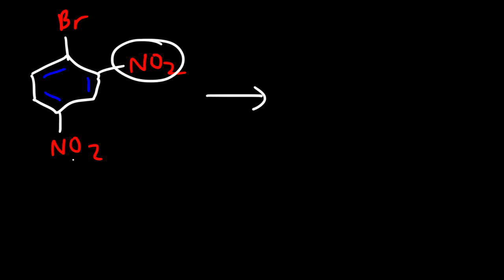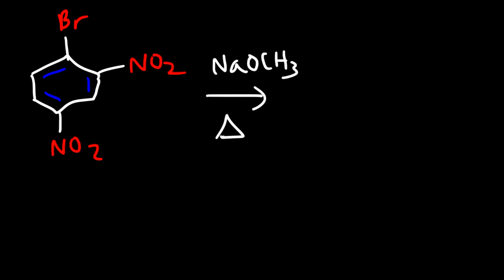Here's a practice problem for you. So let's say we have a benzene ring with a bromine atom and 2 nitro groups. Now this is definitely going to be a nucleophilic aromatic substitution reaction. The 2 electron withdrawing groups are on the ortho and the para carbon. If we put it on the meta carbon, it's not going to help us out much. Now let's react it with sodium methoxide and heat. So what is the major product in this reaction?